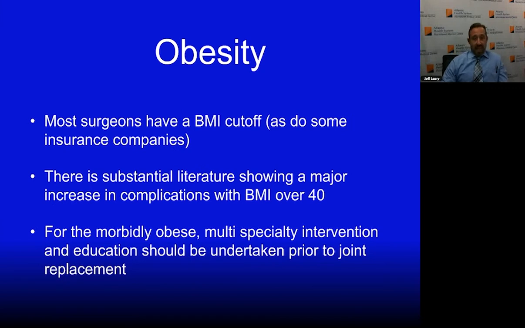Most surgeons nowadays have a BMI cutoff, and even some insurance companies. I get surgeries denied routinely for some of these heavy people until we can show that they've actively lost weight. There is substantial literature which shows that there's a major increase in complications with BMIs over 40. And for the morbidly obese, it's one thing to tell a patient to just go lose weight, but it's really key that you develop a multi-specialty intervention and education.